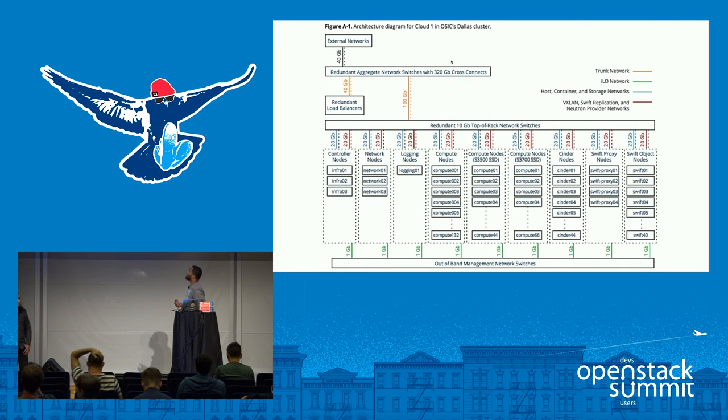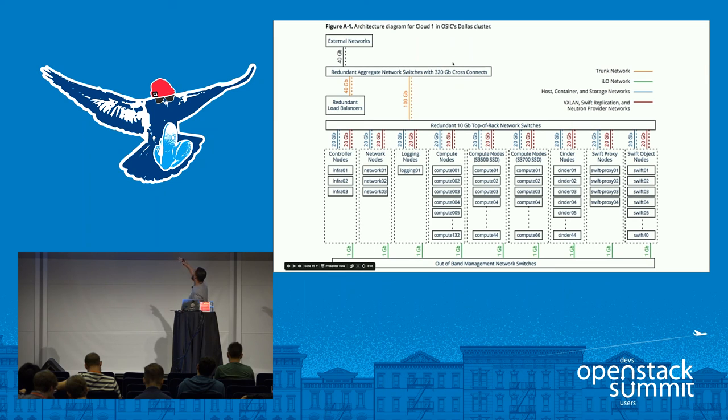So here is a graph of Cloud 1. Not all of the, of course, like I said, it's at least 300 nodes. Not all those nodes are listed here, it can be seen. But this is basically like the architecture of Cloud 1, in a sense.